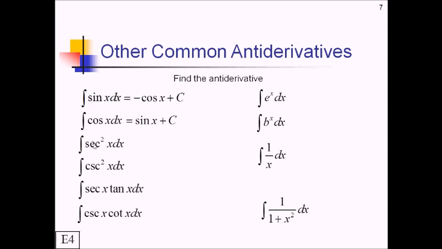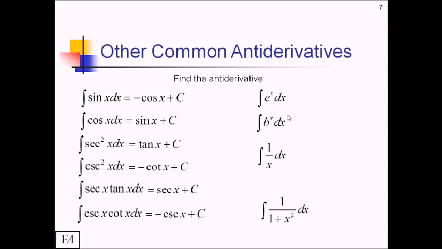Secant squared, that antiderivative is going to be tangent. And these are all plus c, of course. And then cosecant squared, that one is going to actually be negative cotangent. If you just did derivative of positive cotangent, that would be negative cosecant squared. So we need a negative out in front there. For secant tan, that's really the derivative of secant. And then cosecant cotan, that's going to be negative cosecant.